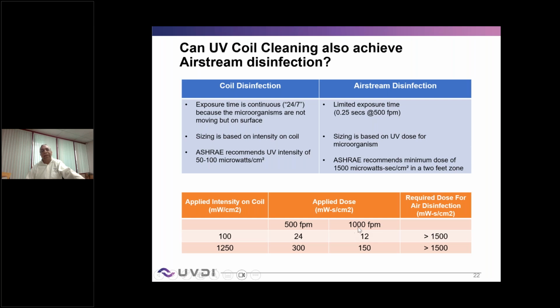And if you're in a duct, your duct speeds could be even higher. They could be maybe 1,000 feet per minute, so the dose is less. The dose required for airstream disinfection is 1,500. So you can see that when your UV system is designed for a coil, it is way underpowered to get a reasonable amount of air disinfection. Even if you increase your coil from 100 to 1250, you're still falling short of what you need for air disinfection. We'll get into that in our next webinar, where we get into the weeds on air disinfection and how UV is applied correctly for disinfection.